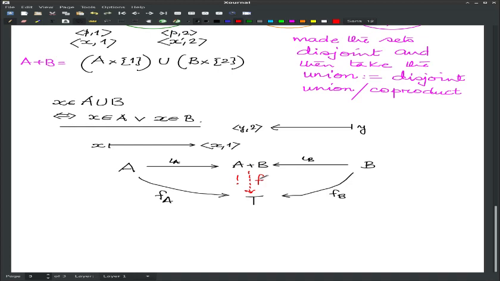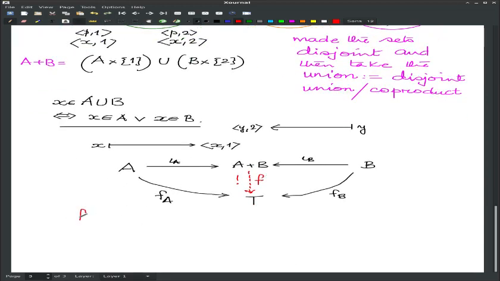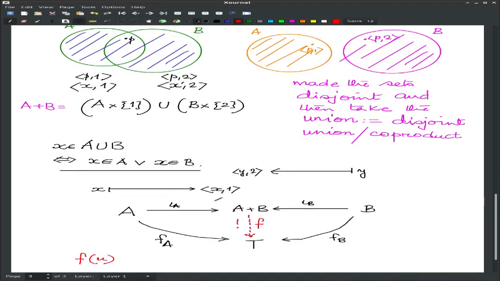Because in the disjoint union, there are only two kinds of points in A plus B. Either it has a tag 1 or it has a tag 2. Tag 1 means it is coming from A. Tag 2 means it is coming from B. So, what should you do? Say something U from A plus B. So you know U obviously is either of this kind or of this kind. So what should F of U be? Can you tell me what the formula should be? Anyone?